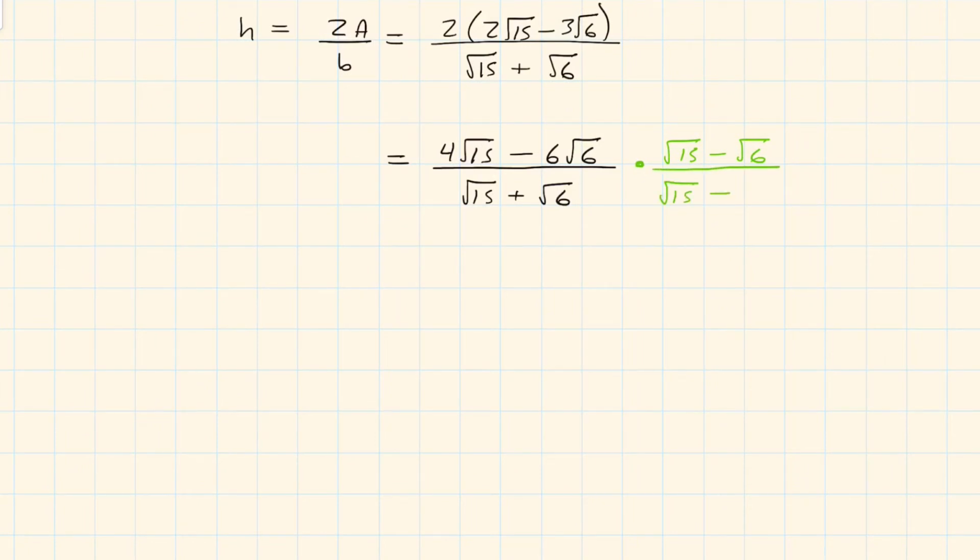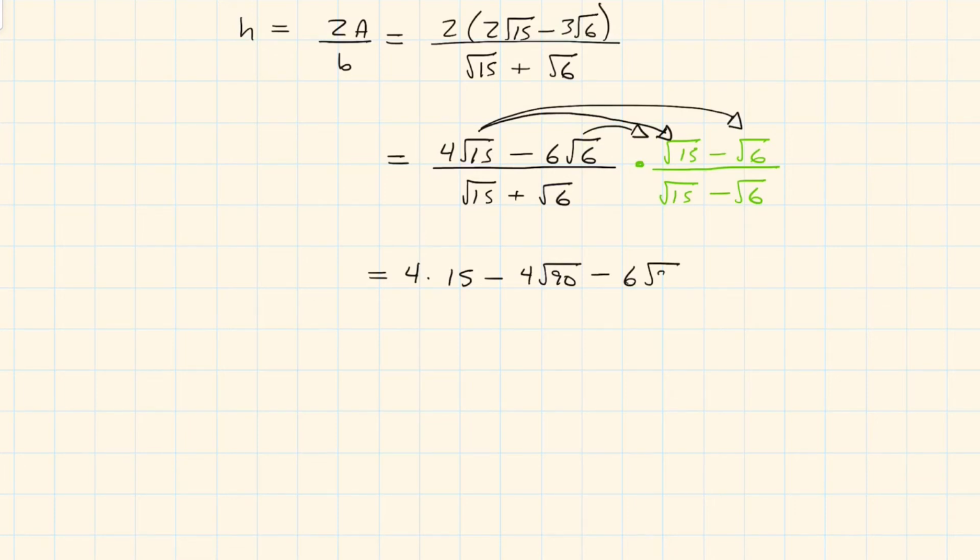I'm going to FOIL the numerator because again it's 2 terms and 2 terms. The denominator, if you want to FOIL it, you can. So 4 root 15 times root 15 is just 4 times 15. 4 root 15 times negative root 6 is negative 4 root 90. Negative 6 root 6 times root 15 is negative 6 root 90. And then negative 6 root 6 times negative root 6 is going to be plus 6 times 6, because root 6 times root 6 is just 6, all over root 15 times root 15 is just 15.